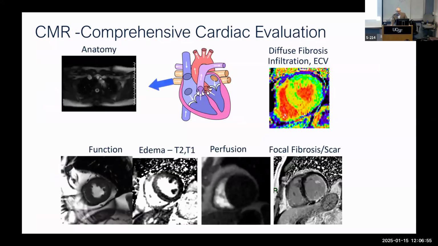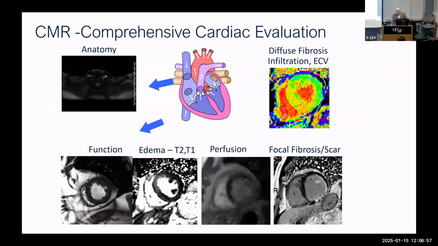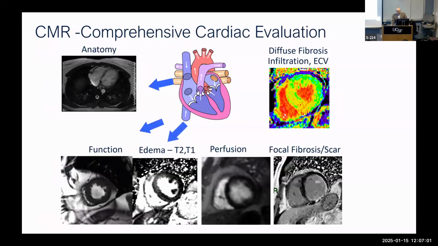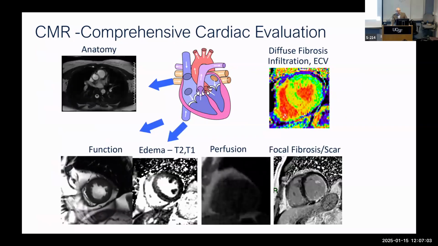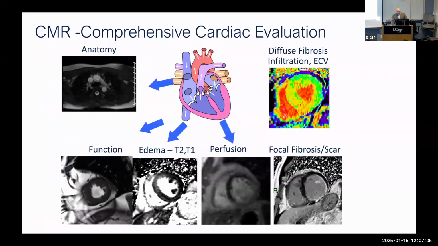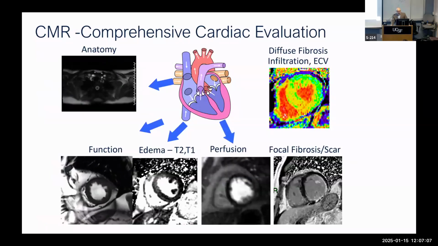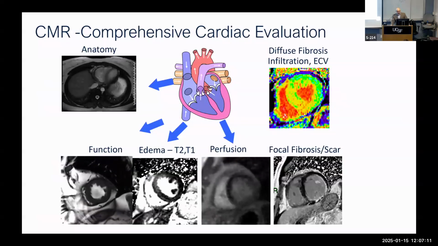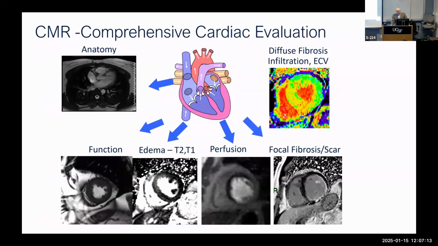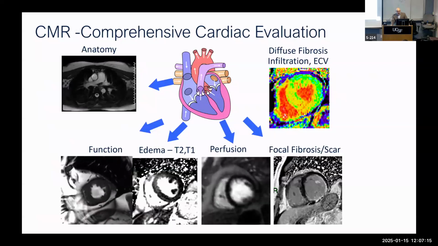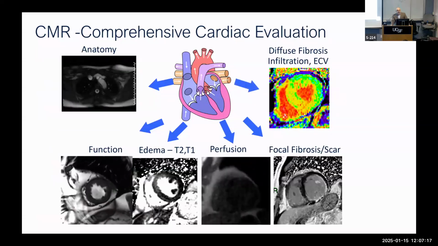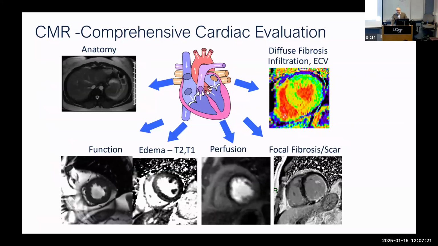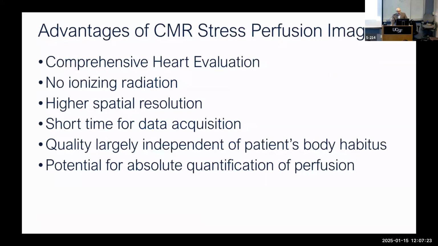So starting from the beginning here, cardiac MRI provides a comprehensive evaluation of the heart and coronary artery disease, including assessment of anatomy. It's really the gold standard for looking at cardiac function, really the only technique that can look at myocardial edema. The focus of this is going to be on myocardial perfusion for looking at obstructive coronary disease as well as microvascular disease, the gold standard for looking at focal fibrosis and scar. And again, it's one of the limited number of techniques that can really look at diffuse fibrosis. So really bringing a bunch of things to bear for evaluation of patients with coronary disease.